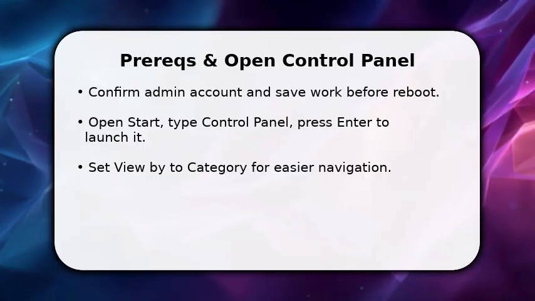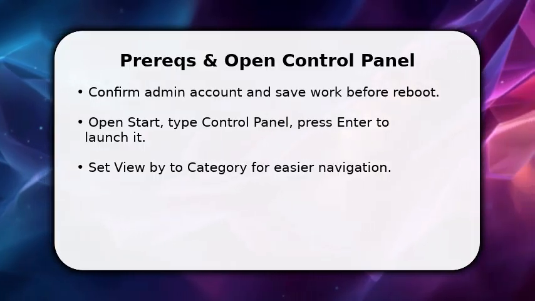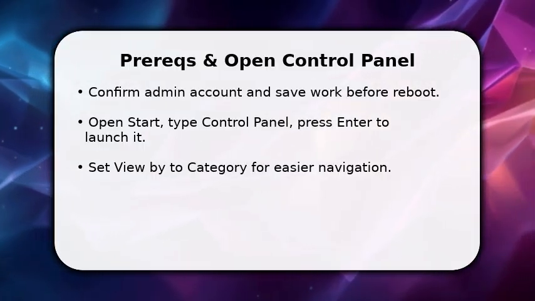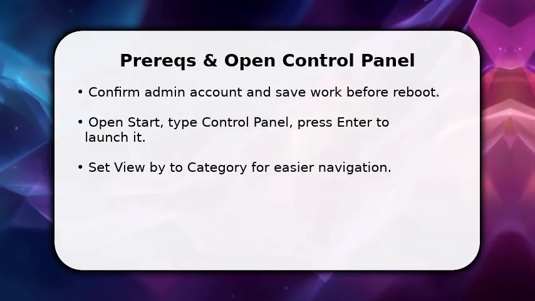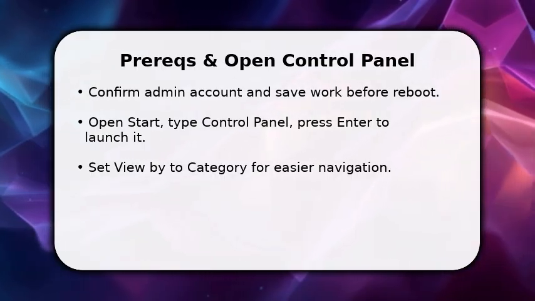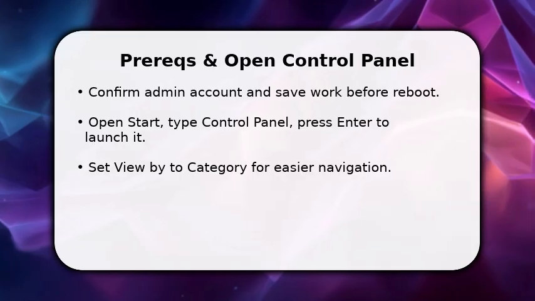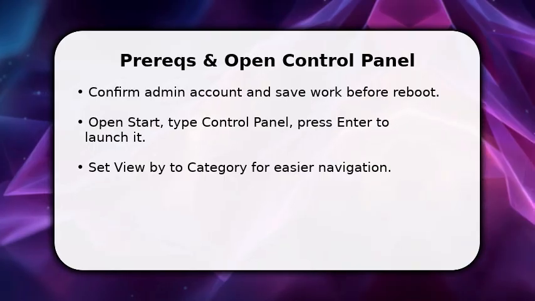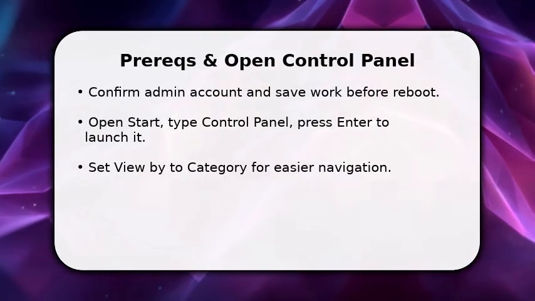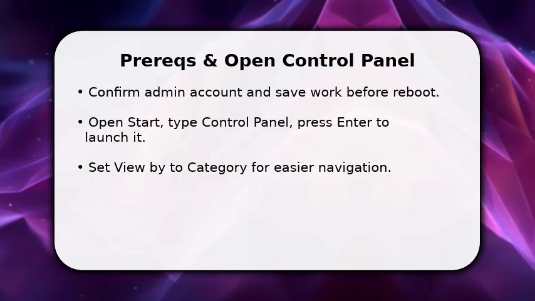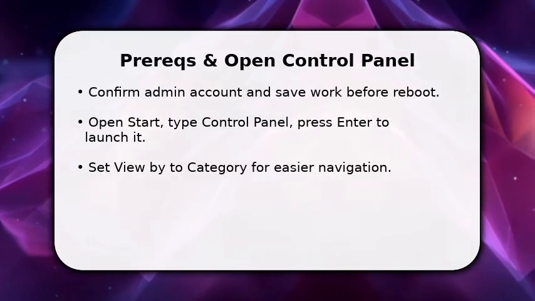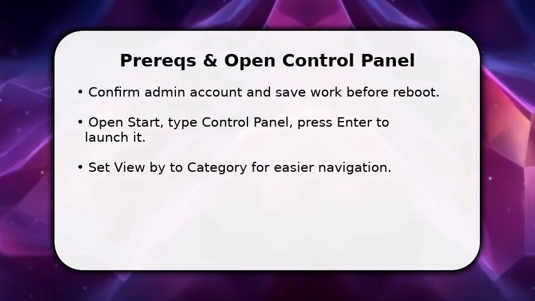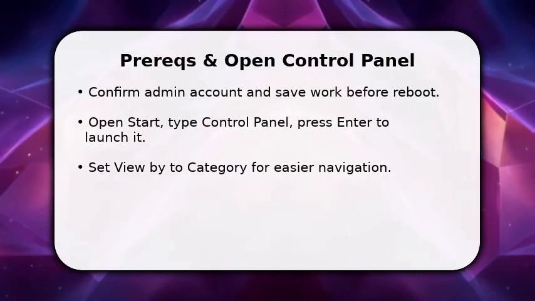You need admin rights and a quick save of any open files. Once saved, open Start, type Control Panel, and press Enter to open it. Make sure View By is set to Category so the next selections match what you see. You're doing this now to access Windows features without detours. This gets you straight to programs and features where Windows components live. Once there, you'll be ready to turn Hyper-V off safely and prepare for the change.